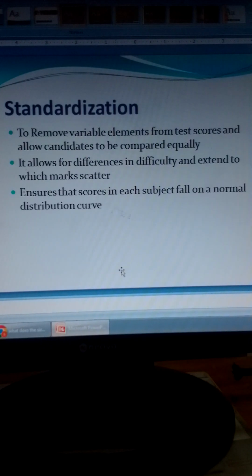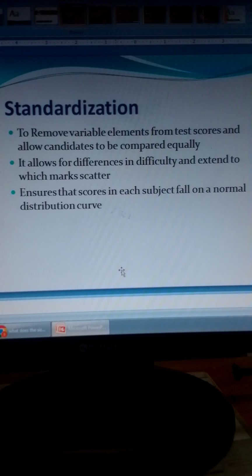In this video, I want to explain how KCPE results are standardized before they are released. The following are the reasons why the results are standardized. Number 1, standardization removes variable elements from test scores and allows candidates to be compared equally. Number 2, it allows for differences in difficulty and extent to which marks scatter.